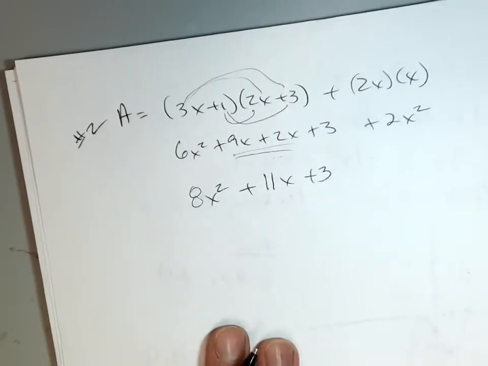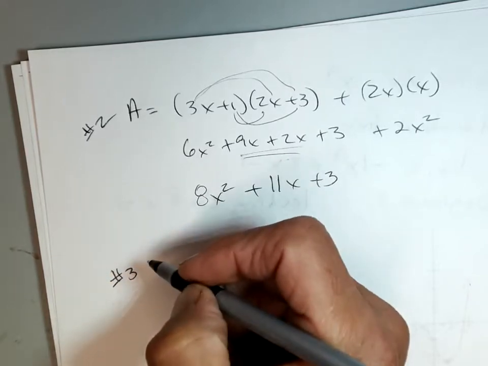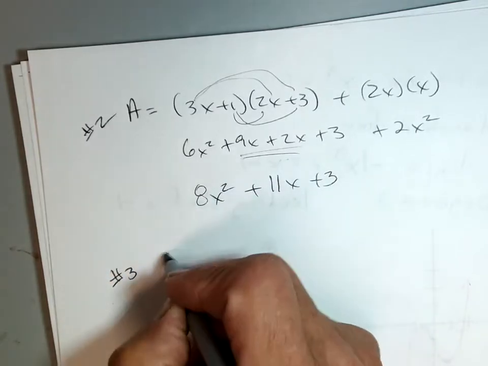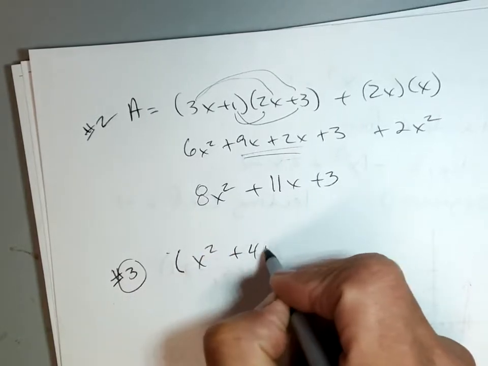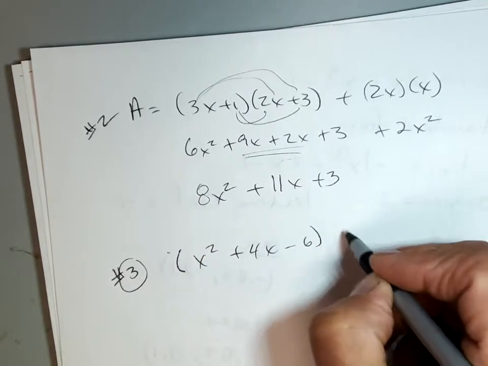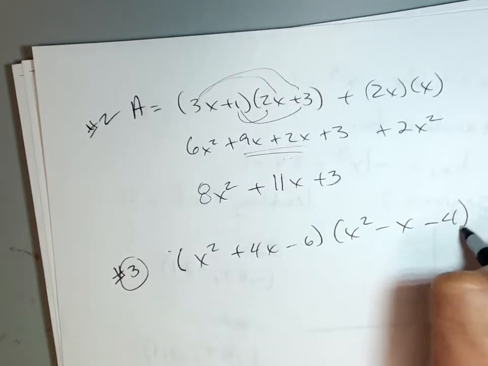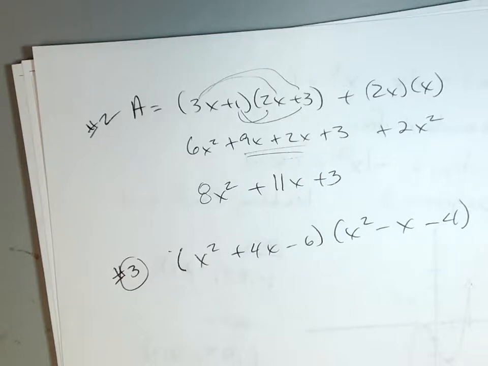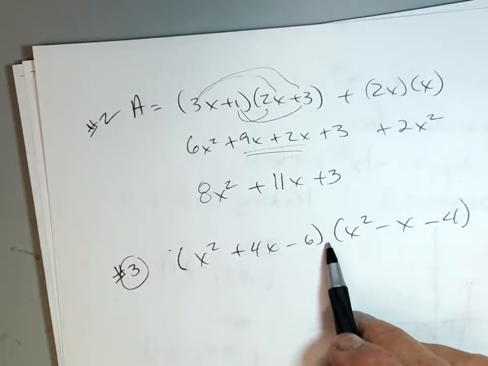Okay, now we're going to look at number 3, and I'm going to do number 3 on a separate sheet of paper because it takes a lot of work. So I'm going to go parentheses x squared plus 4x minus 6 times x squared minus x minus 4. It is not addition. We've got to do the big FOIL. We've got to do a big multiply because there's no plus sign, right? So it's just the big FOIL.